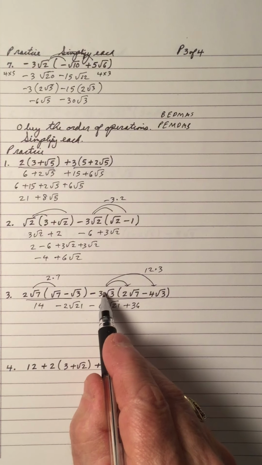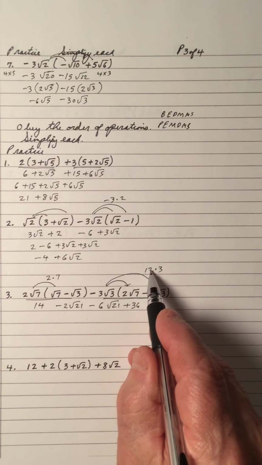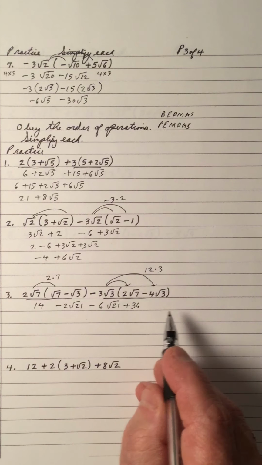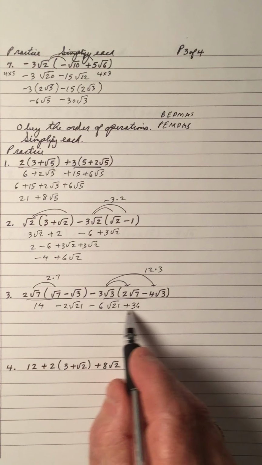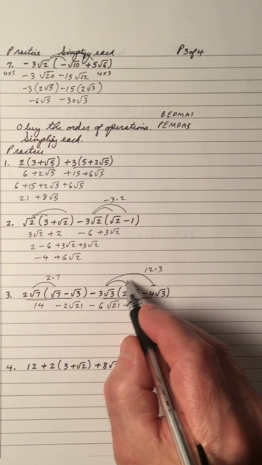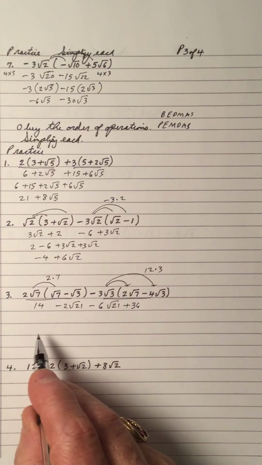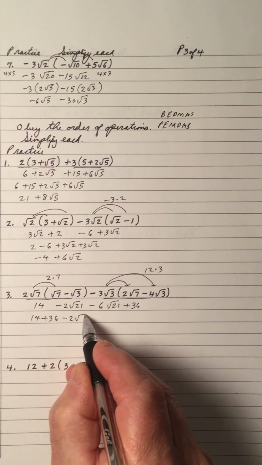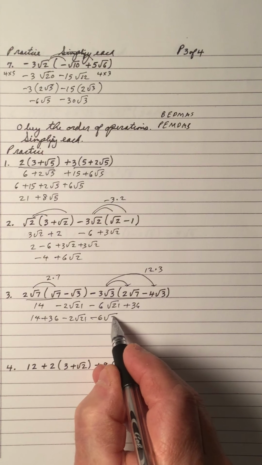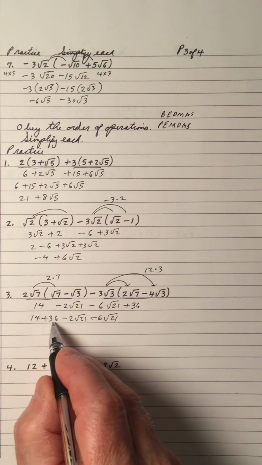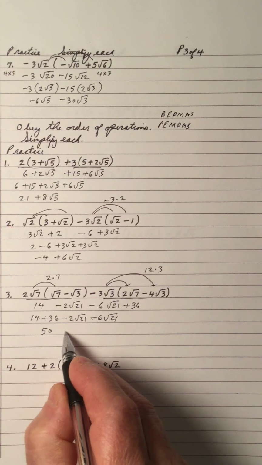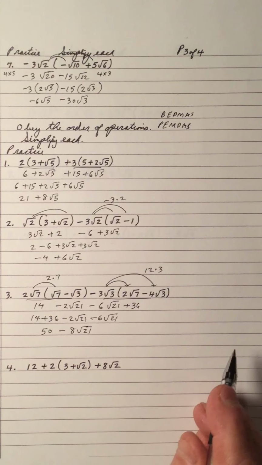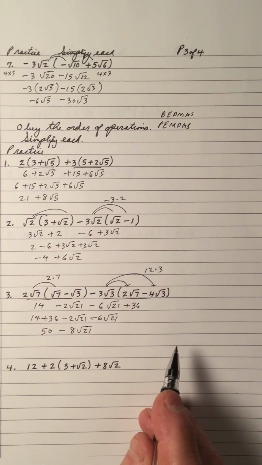So notice I did this multiplication right here, and then I put the final answer. So it saves me writing down, especially on a quiz. It saves me a lot of workings, extra steps. So do the multiplication on the side, put the final answer in. So 14 plus 36, negative 2 root 21, minus 6 root 21. That gives me 50, minus 8 root 21. And again, they're not like terms so we can't subtract.